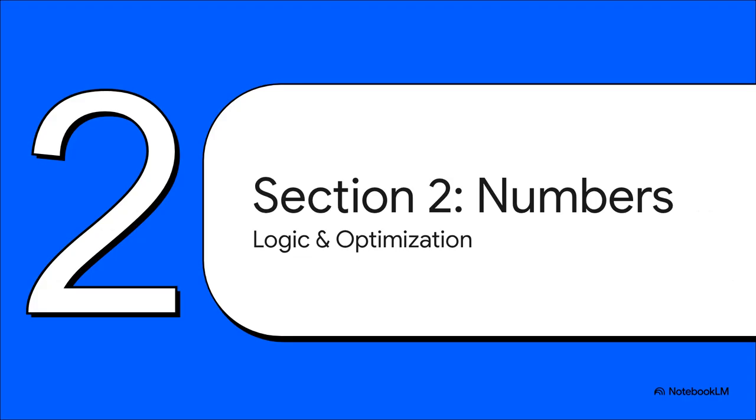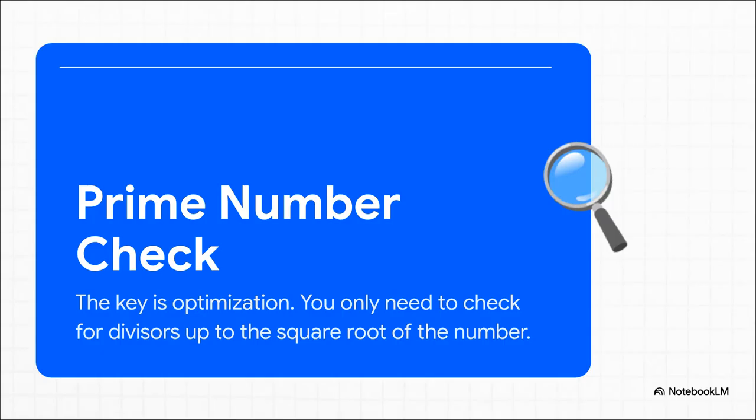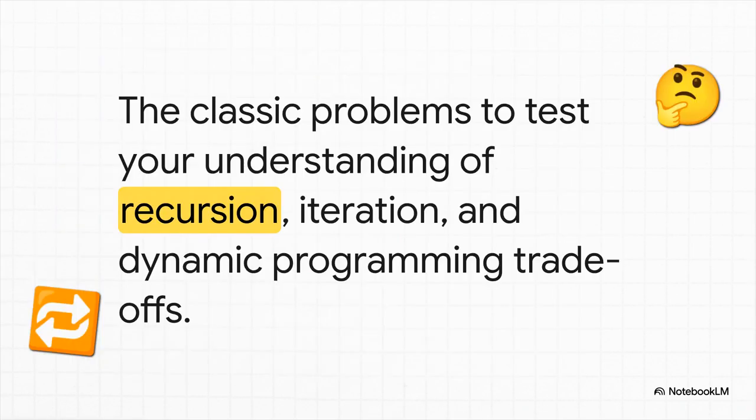Okay, next section. Let's talk about numbers. These problems are all about testing your logical thinking and really your ability to write code that's not just correct, but also efficient. So checking if a number is prime seems easy, right? I mean, you just check if it's divisible by other numbers. But the real test here is about optimization. Just looping through every number is way too slow. The interviewer wants to see if you know the trick. You only need to check for divisors up to the square root of the number. It's a classic test of efficiency.